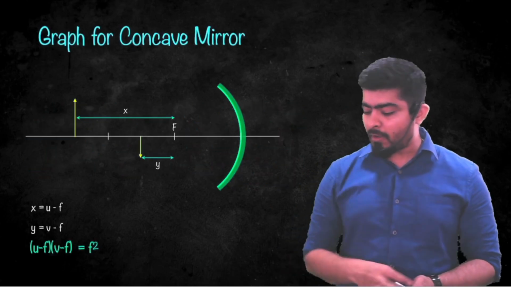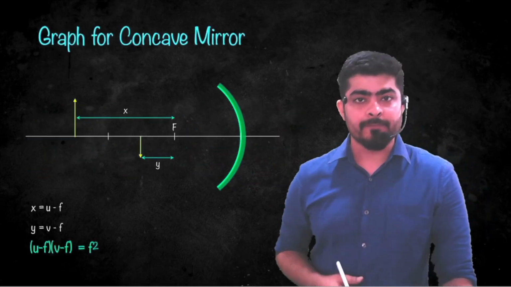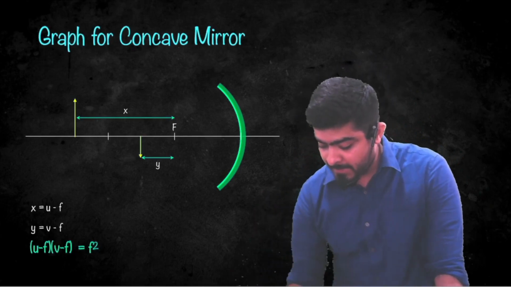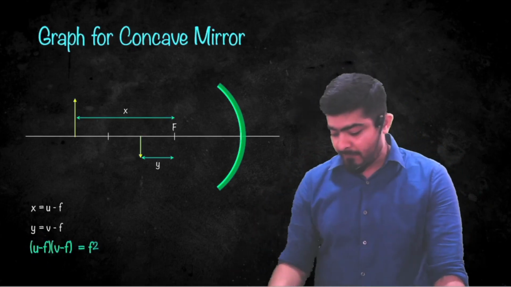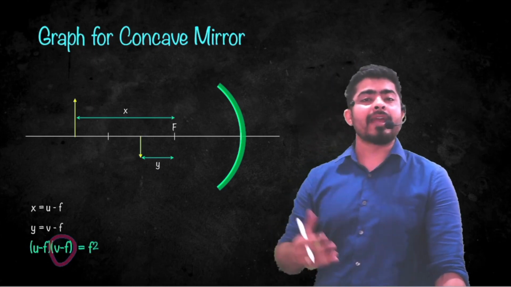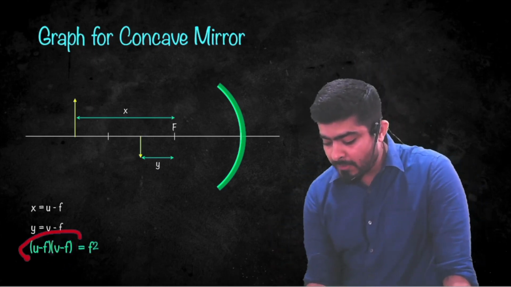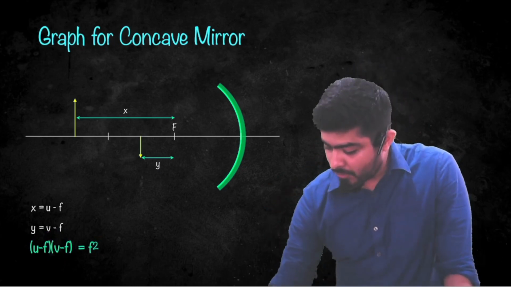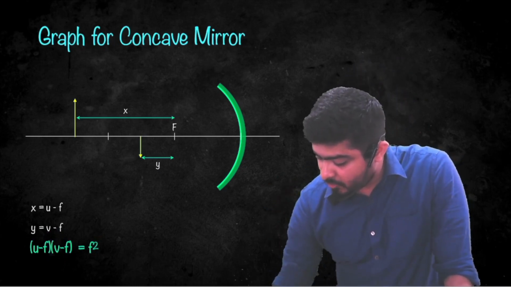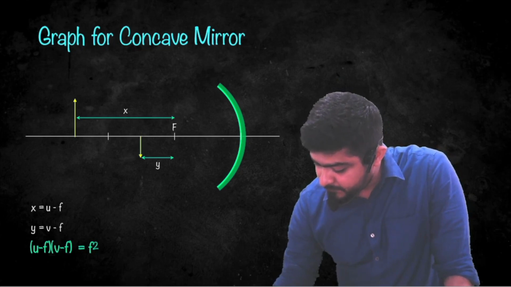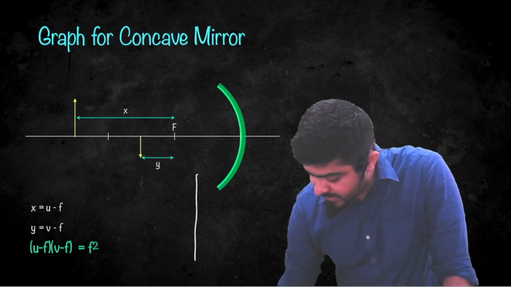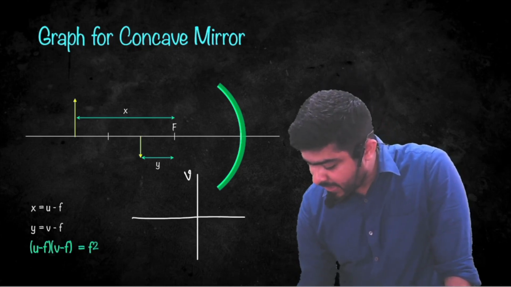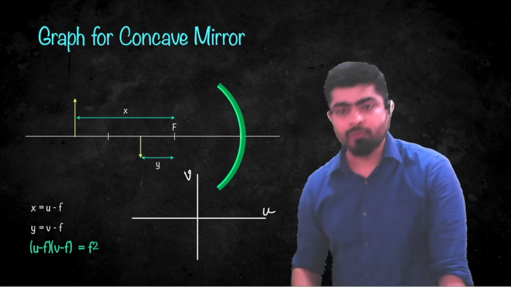Okay, so first of all, we will start with the concave mirror. So we have Newton's formula xy equal to f square. So I'm replacing x with u minus f, and replacing y with v minus f. So I have got this formula and I will be using this to draw the graph. Okay, so let's first draw the coordinate axis. So this is the vertical axis which belongs to v. This is the horizontal axis which belongs to u.